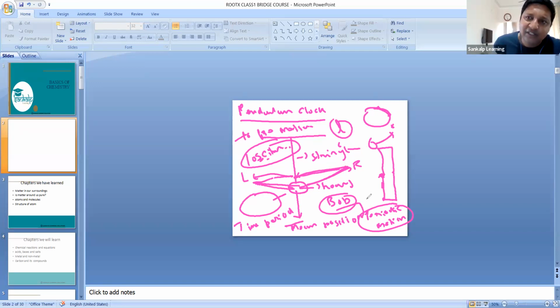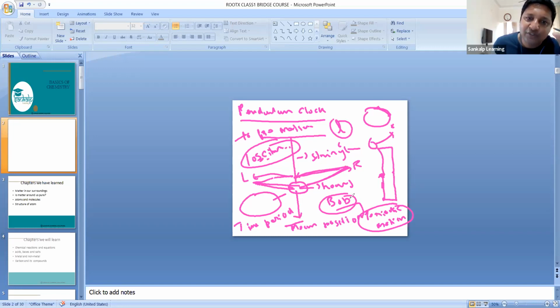Now the climatic changes and all are taking place because Earth is undergoing periodic motion. Every time it is taking a fixed amount of time, that is 365 days. After 365 days, again the seasons will change. In the same way, the pendulum we are using is also undergoing a periodic motion. So periodic motion is a motion which repeats itself in equal intervals of time.